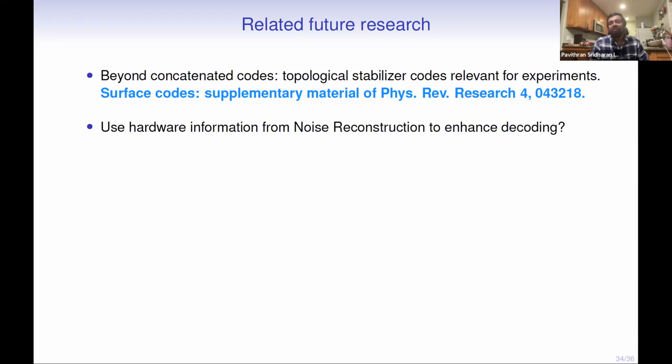And then we want to see, okay, we extract all this information from the hardware device, but only compute one number, which is the logical estimator. Can we use this information that we anyway extracted to improve the performance of this recovery operation, which is otherwise called decoding in quantum error correction? And this is something we are currently working on.